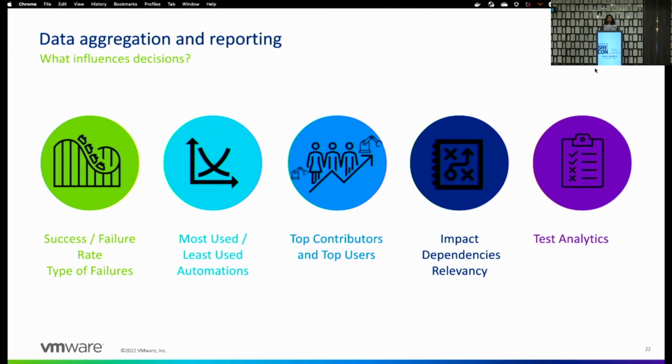So what reports do we build from all of this data? We report on success and failure rates of each of these automations, and most used, and we use that to show these metrics in the UI so that the operator can make the right choice. And most used, least used. Least used are usually removed, and then contributors and users. Users data is used for rate limiting or resource allocation and anything of that sort in terms of scaling.